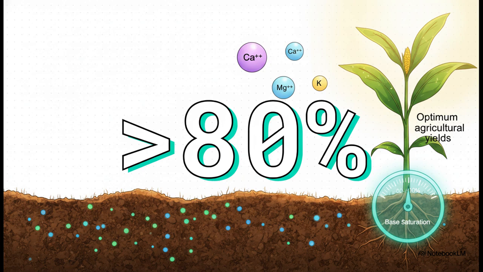When we analyze all the cations held by the soil, we split them into basic, nutrient-rich cations like calcium, magnesium, and potassium, and acidic cations. The percentage of that total CEC occupied by the good stuff, the basic cations, is called the base saturation. And for optimum agricultural yields, most crops really need that base saturation to be north of 80%.